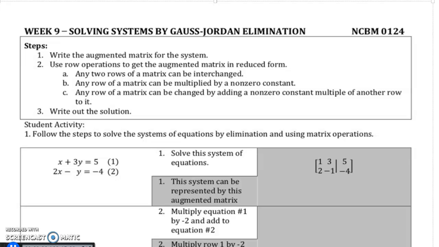Hello, welcome to NCBM 0124, Week 9: Solving Systems by Gauss Elimination.